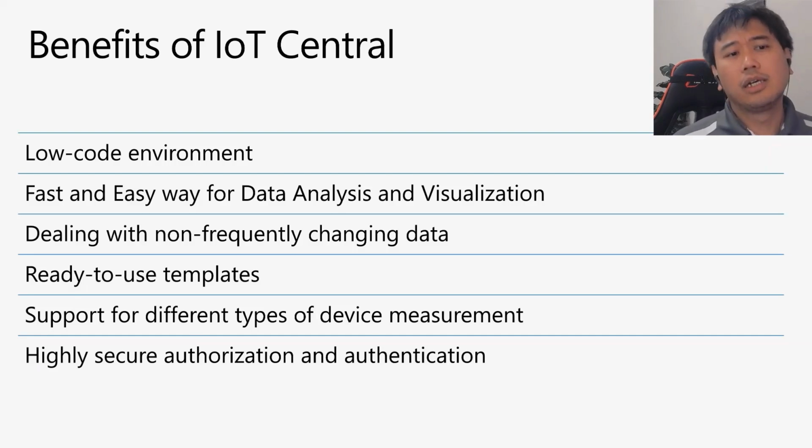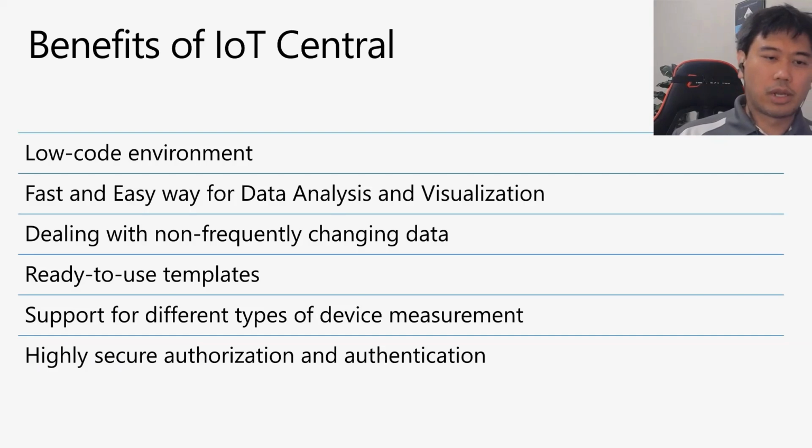And then, of course, if you have non-frequently changing data, IoT Central has the capability to have ready-to-use templates as a good sample, and you can start from there. There are different types of device measurements, so depending on what you're trying to connect to IoT Central, there are different kinds of data that you can get from a device, and of course the measurement associated with that. And then authorization and authentication is already included in that service.